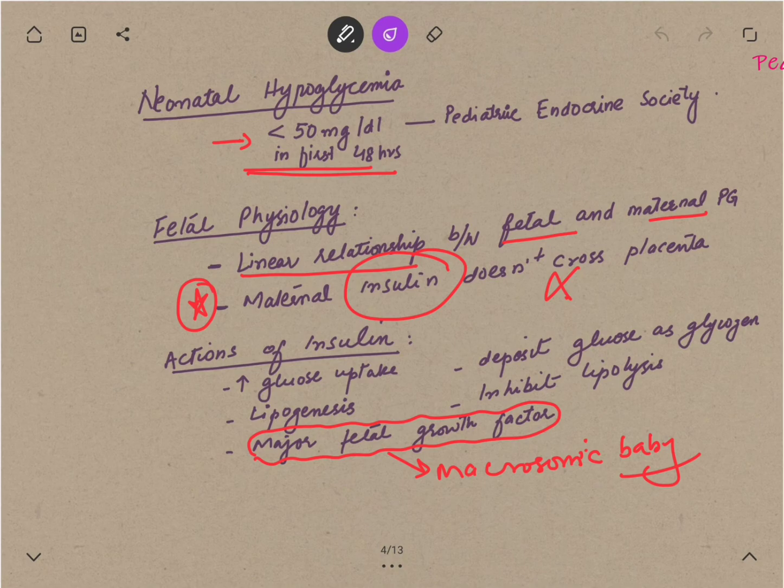So, talking about the actions of insulin, we need to remember them because we are going to need them in further settings. First of all, we all know that insulin helps uptake of glucose. It deposits glucose in the form of glycogen. It helps in lipogenesis and inhibits lipolysis. Lipolysis is the process where, when glucose is deficient, the body switches to other fuels. So these are the major actions of insulin.